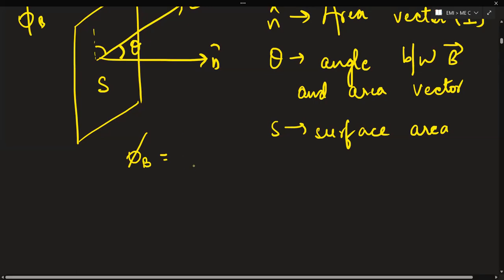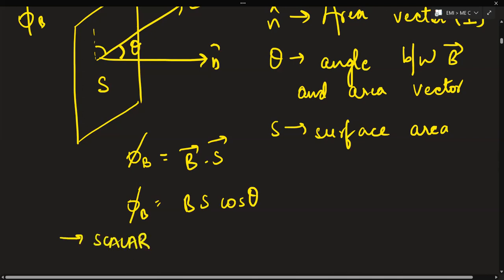So phi B is B dot S. You can write it as BS cos theta. The angle I've already told you. This is a scalar quantity, so keep in mind there is no need for direction. The SI unit: magnetic field is Tesla, surface area is meter square, so Tesla meter square, or we also write Weber. You can use any of them. But just remember, theta is the angle between these two, not between the plane of the sheet and the magnetic field.